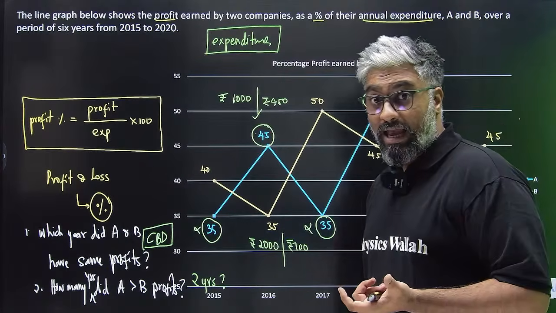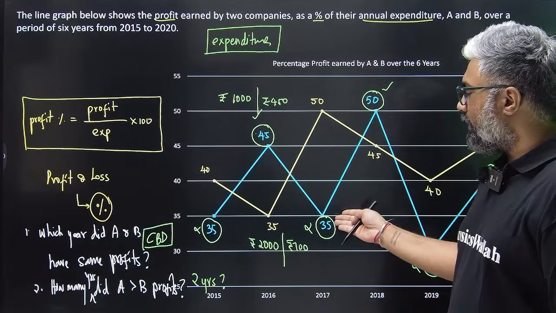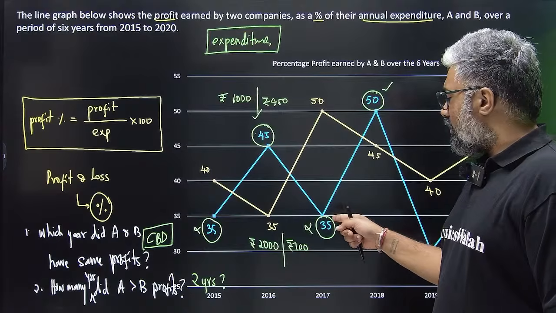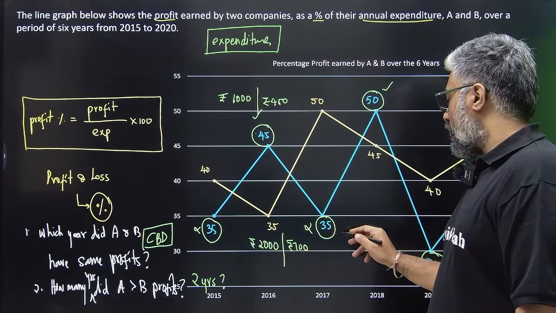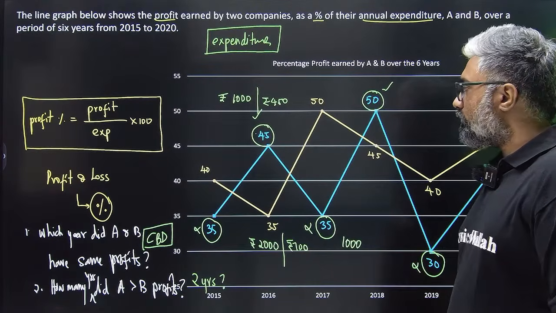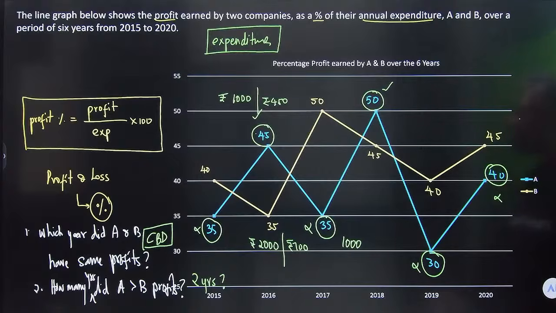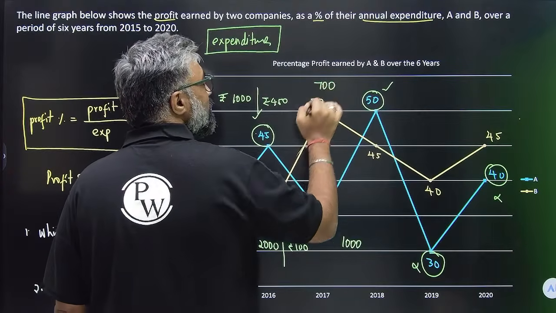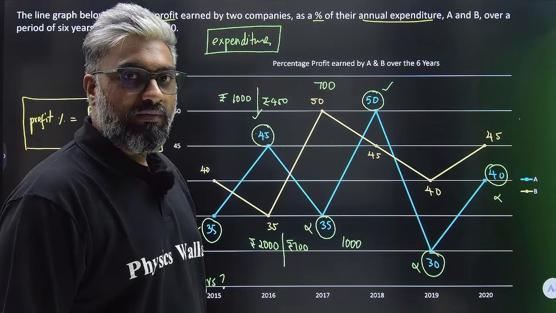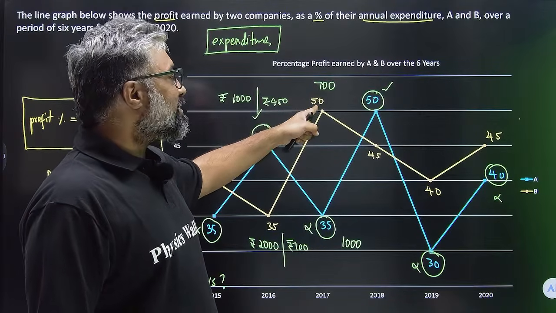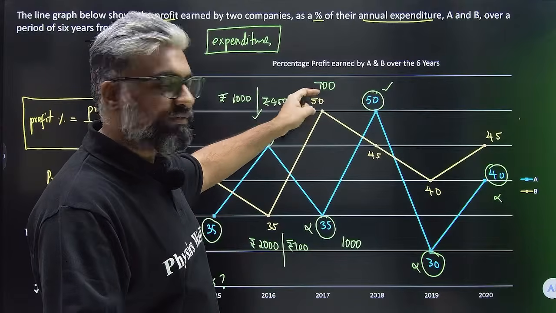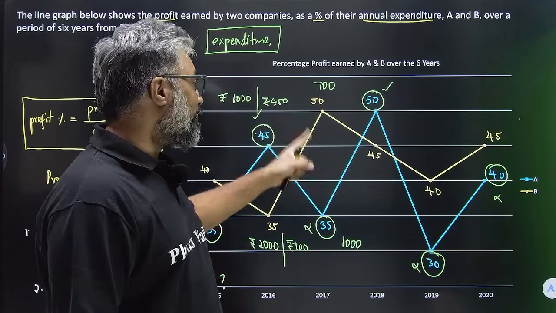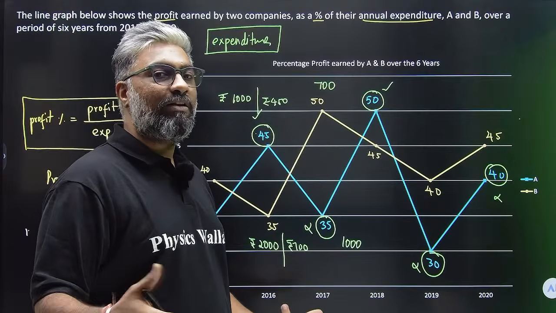So for example, here, this year, 2017, if I were to assume the expenditure for A was 1000 rupees and expenditure for B here was 700 rupees, are their profits equal? Yes. What's 50% of 700? 350 rupees. What's 35% of 1000? 350 rupees. So the profits can be equal, or may not be equal, you can't say.